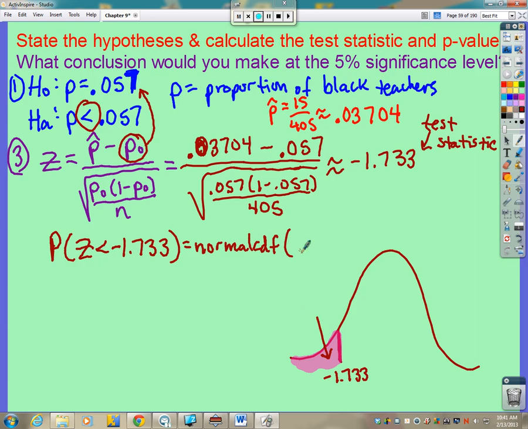Okay, so our lower bound, which should be over here, would be negative infinity, negative 99999 in your calculator, up to the upper bound, which is our negative 1.733. And that's it. Don't worry about the mean and standard deviation. It's still 0 and 1. So we should get a p-value that is, for my calculator, I get 0.04156. So there's our p-value.